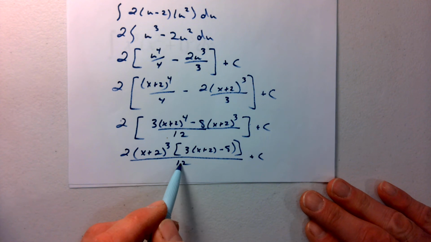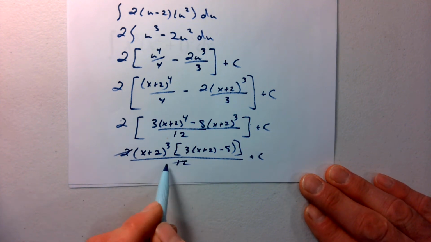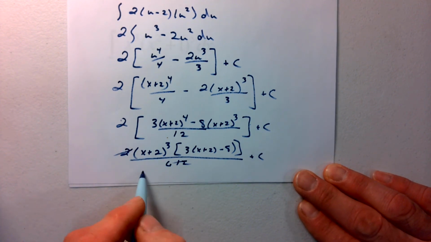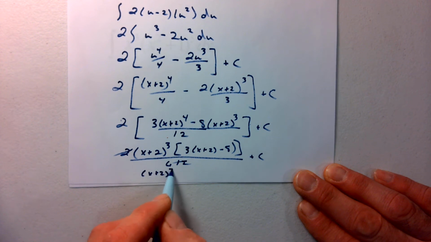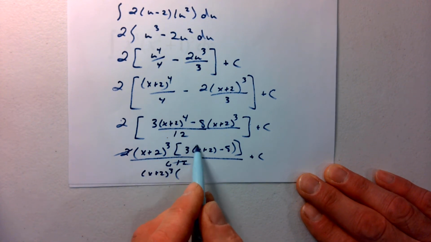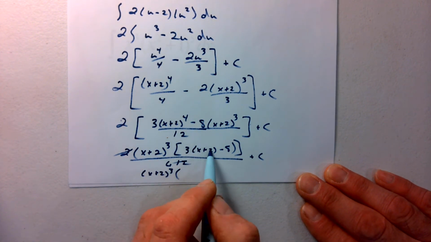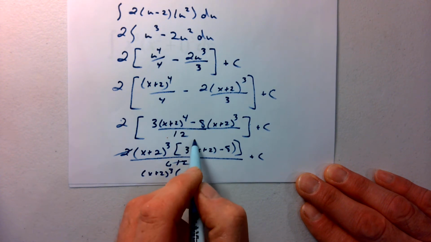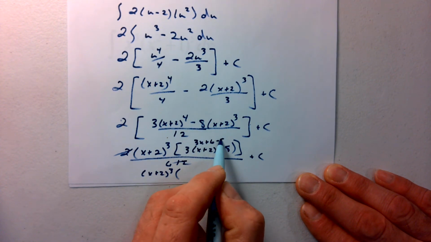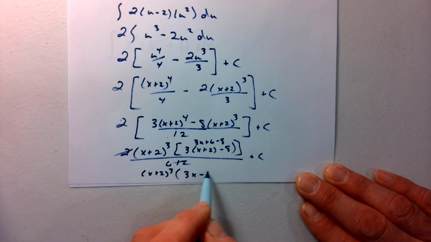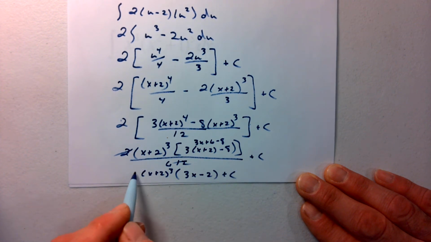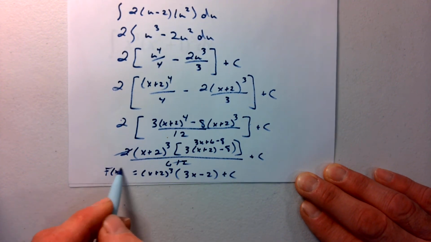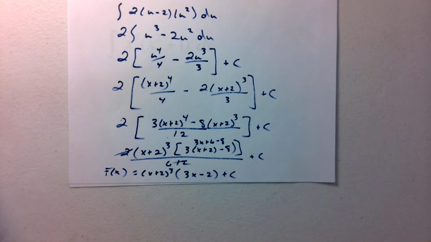Finally, we could cancel out the 2 and the 12. That becomes a 6 in our denominator. So we have an x plus 2 to the third times, we can multiply the 3 through, and it would give us 3x plus 6 minus 8. So 3x plus 6 there, minus 8. That would give us a 3x minus 2 plus c. And that could be the function that we started with.